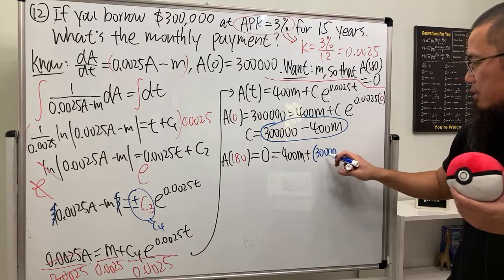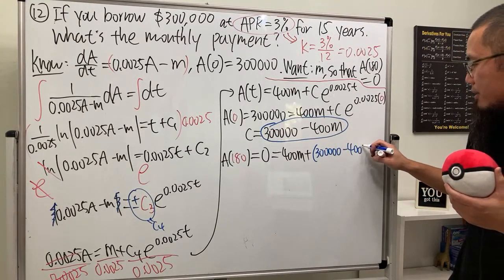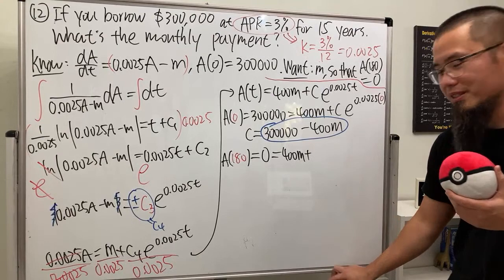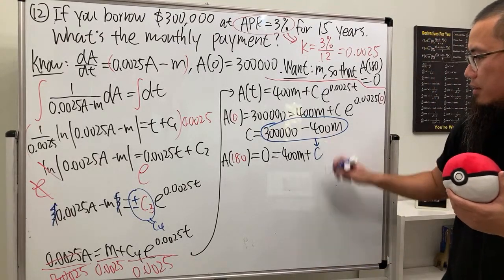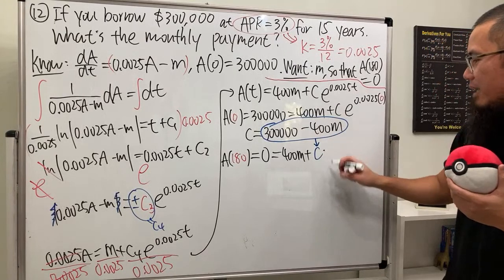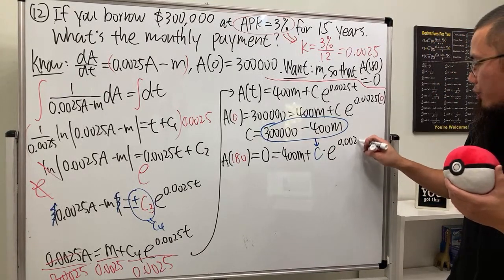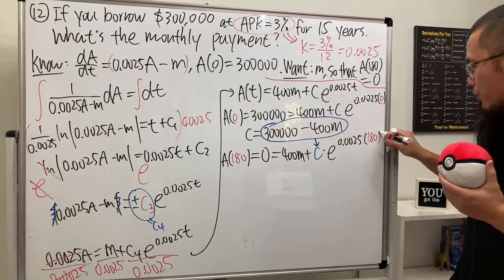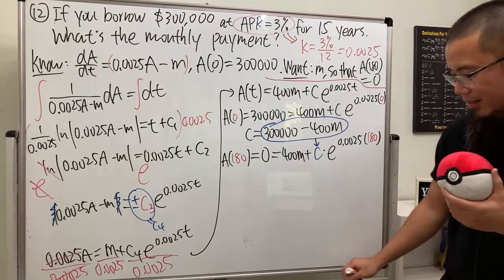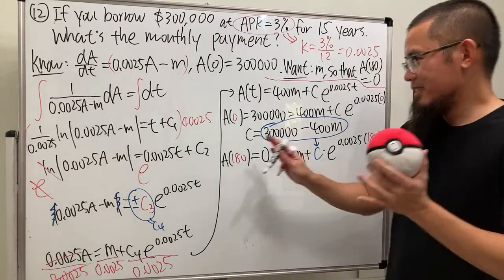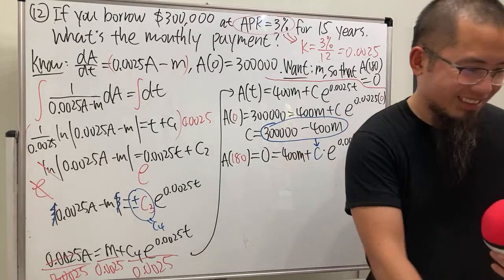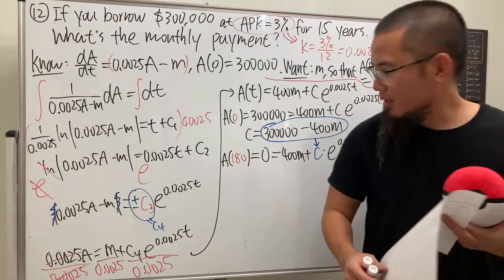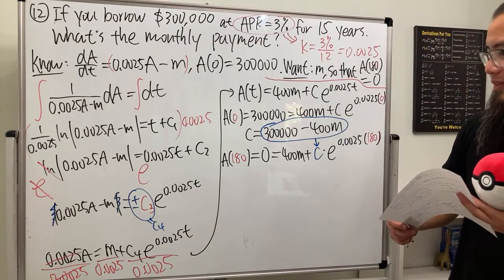I am going to run out of space. That's not fun. I'm just going to write it down like this because otherwise I'll run out of space. This is the C, okay? Times e to the 0.0025, and then the t is 180. Wow. Wrong color. It's not calculus anymore. It's just algebra. 180 divided by 400. What do you mean?